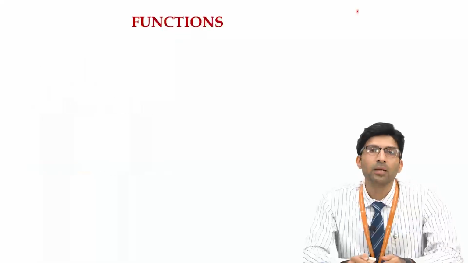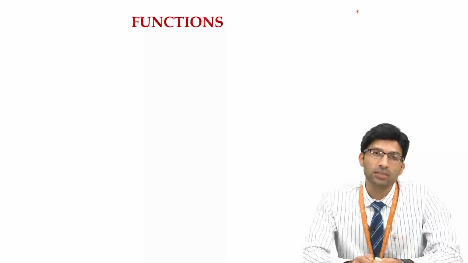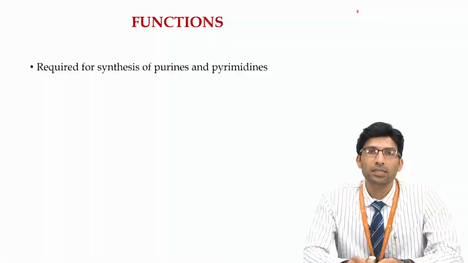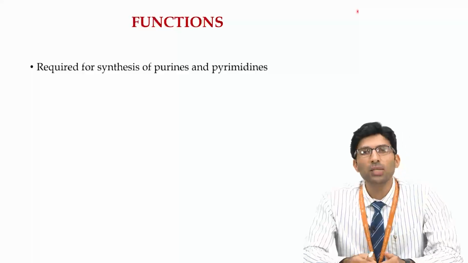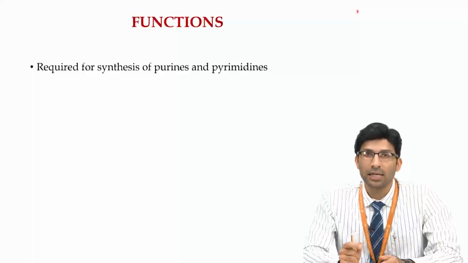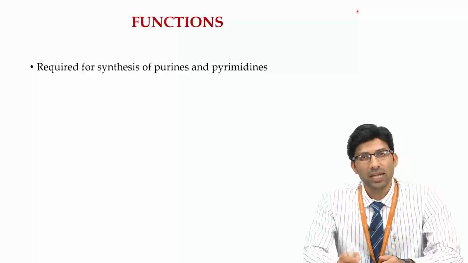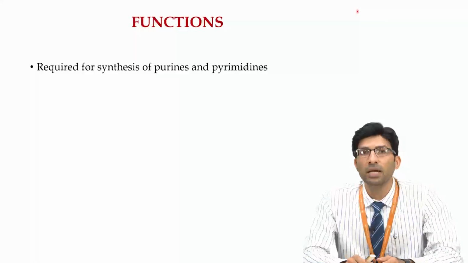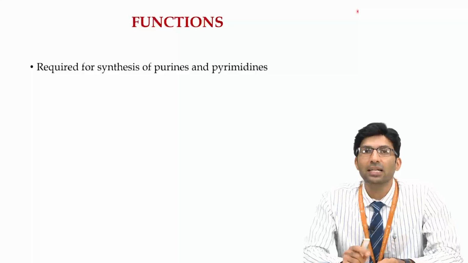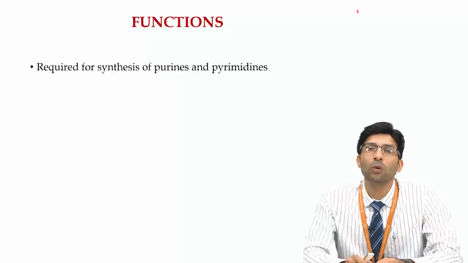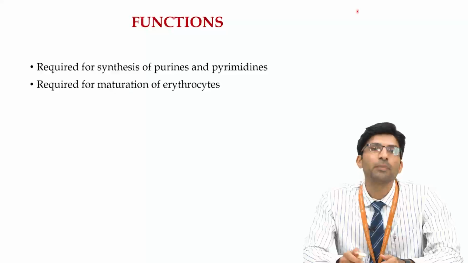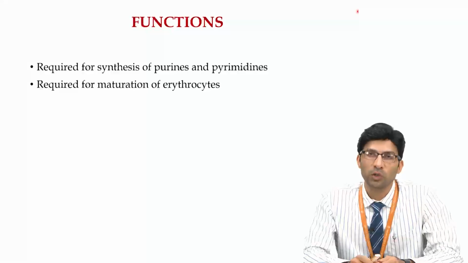Now, coming to the functions, there are mainly three important functions of folic acid. First, it is required for the synthesis of purines and pyrimidines. As we know, purines are adenine and guanine. In DNA, the pyrimidines are cytosine and thymine. In RNA, we have cytosine and uracil as the pyrimidines. Here we can see that folic acid is required for purine and pyrimidine synthesis, that is, for synthesis of our nucleic acids. It is also required for the maturation of erythrocytes.